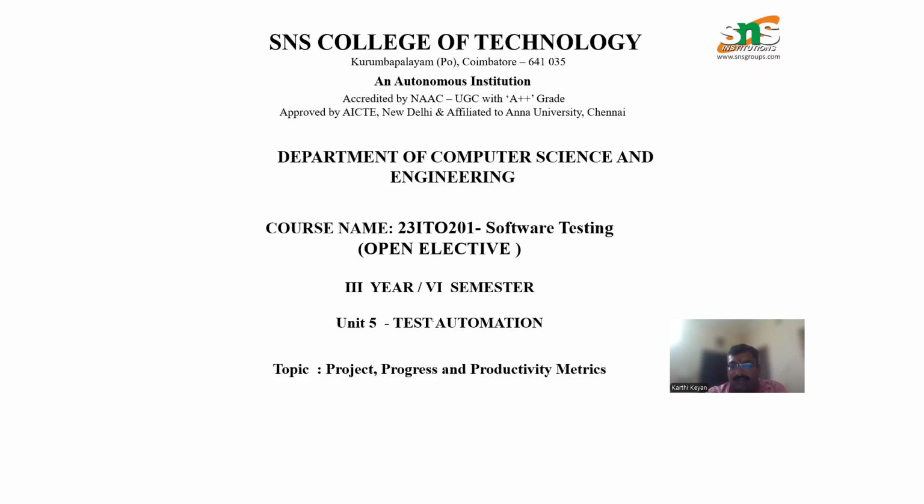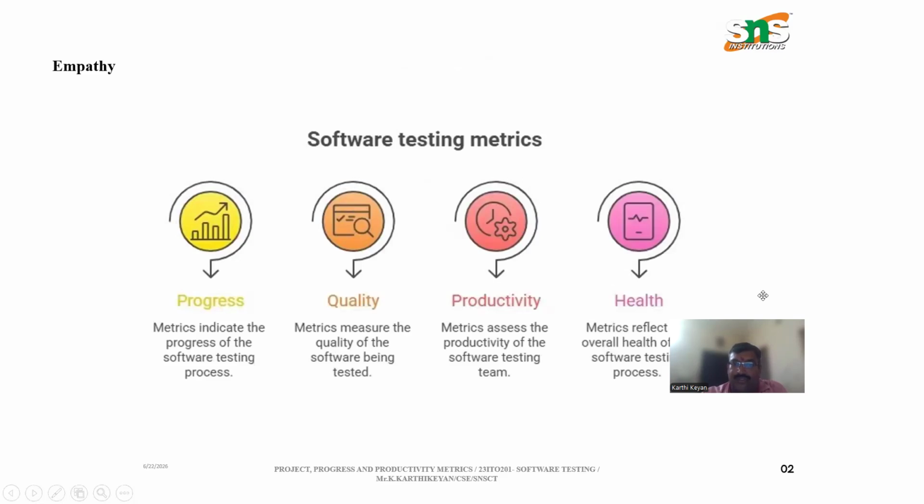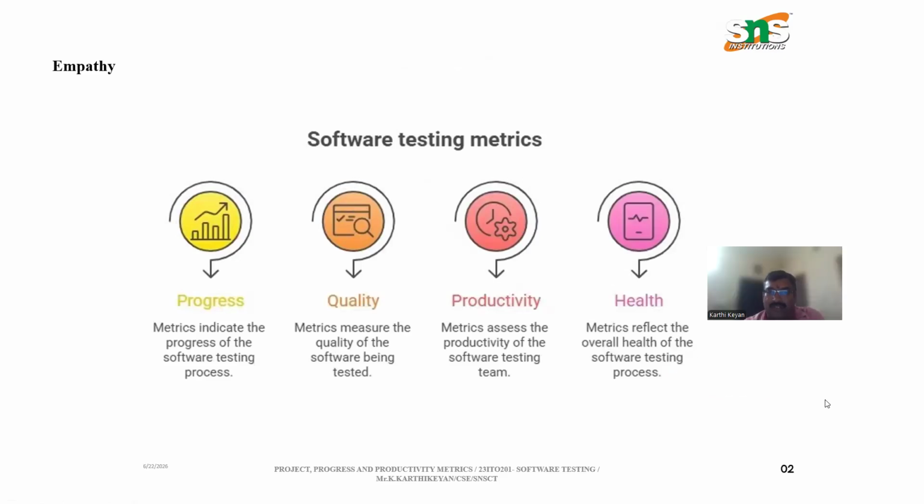So this is one of the ways, and this is the second one. Based on project, progress and productivity metrics, you can easily analyze a particular piece of software, based on the first project, second project, or third project, and easily compare a product or process. This is the summary of software testing metrics: progress, quality, productivity and health.